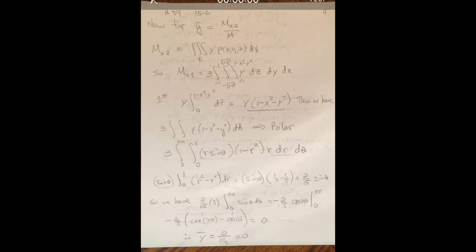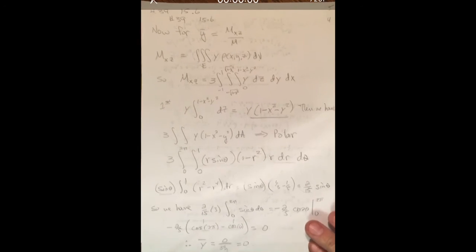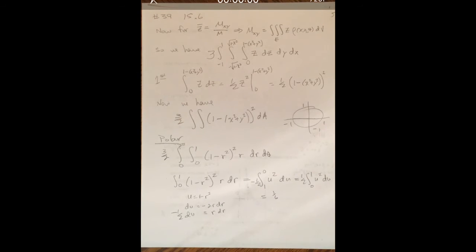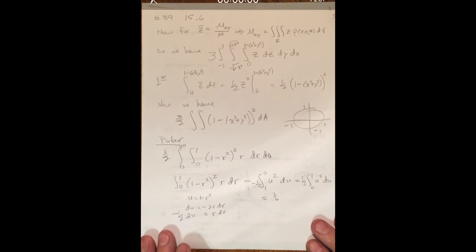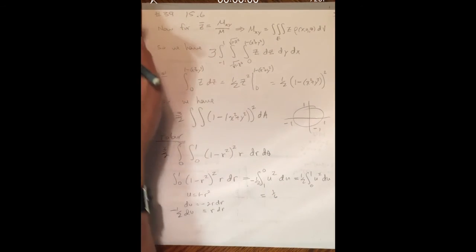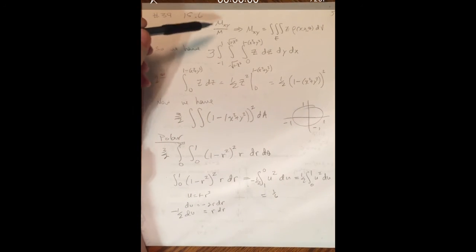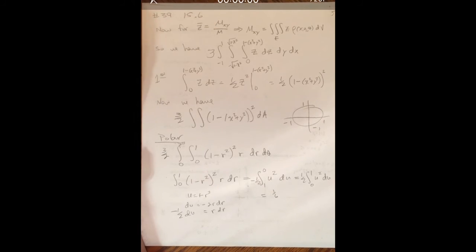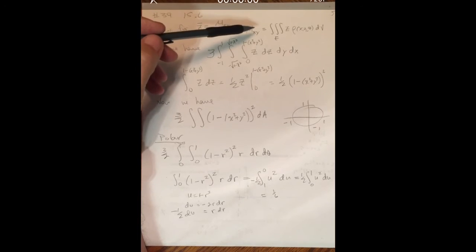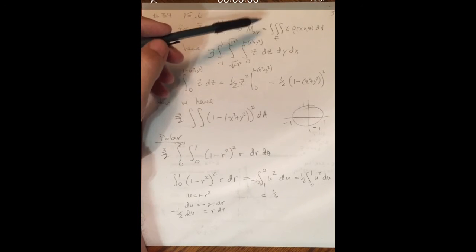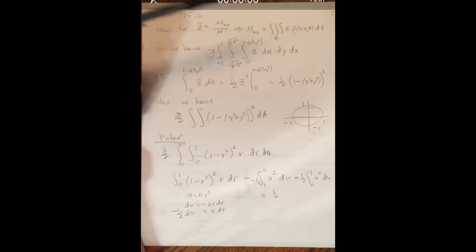So that's very, very similar to the previous page. Okay, well, let's see what happens next for z. So for the z coordinate for the center of gravity, that's going to be equal to the moment with respect to the xy plane over the mass. And remember, the mass is 3 pi over 2. So the moment with respect to the xy plane, well, you know what's going to happen. There's going to be a z there.